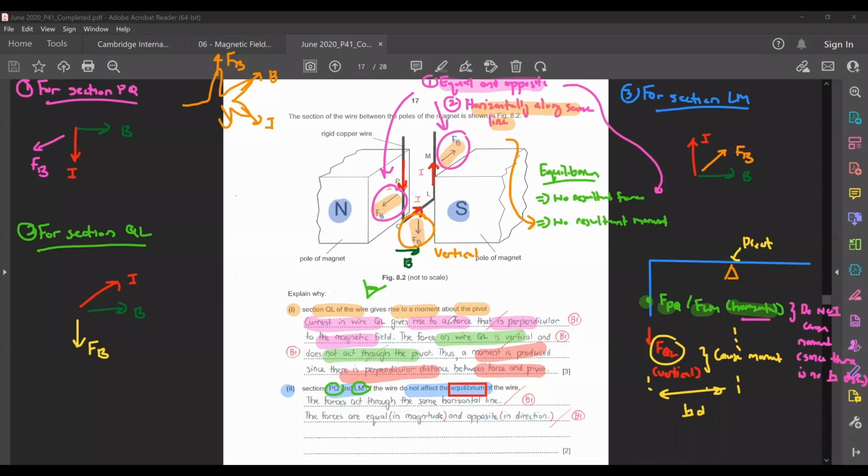So now when you want to write out your answer, you could write it in this way, where for the first one, you say that the forces act through the same horizontal line. This one means that there is no resultant moment. And then for the second answer, you could say that the forces are equal in magnitude but opposite in direction. This one would have told you that there is no resultant force. All right, then let's move on to the next part of your question.